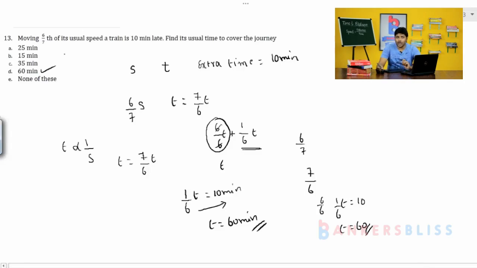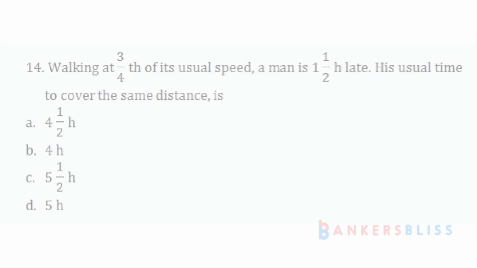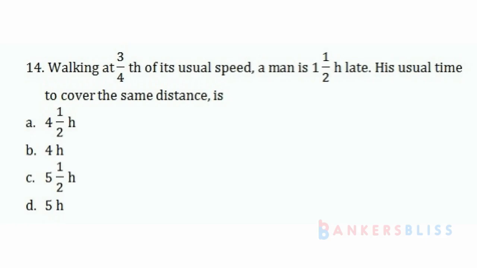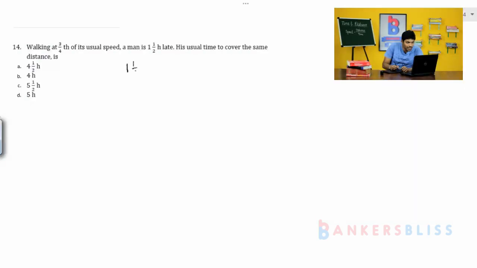In the exam, you have to adopt these methodologies, then only you can save a lot of time. Okay, now let us move on to the next problem. Problem number 14. Walking at 3/4 of its usual speed, a man is 1.5 hours late. His usual time to cover the same distance is? See, 1.5 hours means 3/2 hours late.